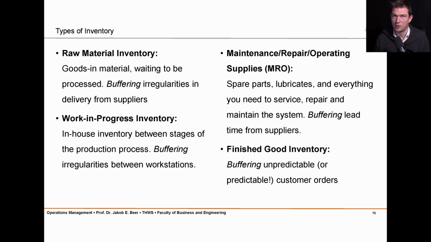Now, let's explore the types of inventory in more detail. Each type serves a unique purpose in ensuring smooth operations and buffering uncertainties in the supply chain. First, we have raw material inventory. This includes goods or materials waiting to be processed. Think of it as the initial input to your production process.